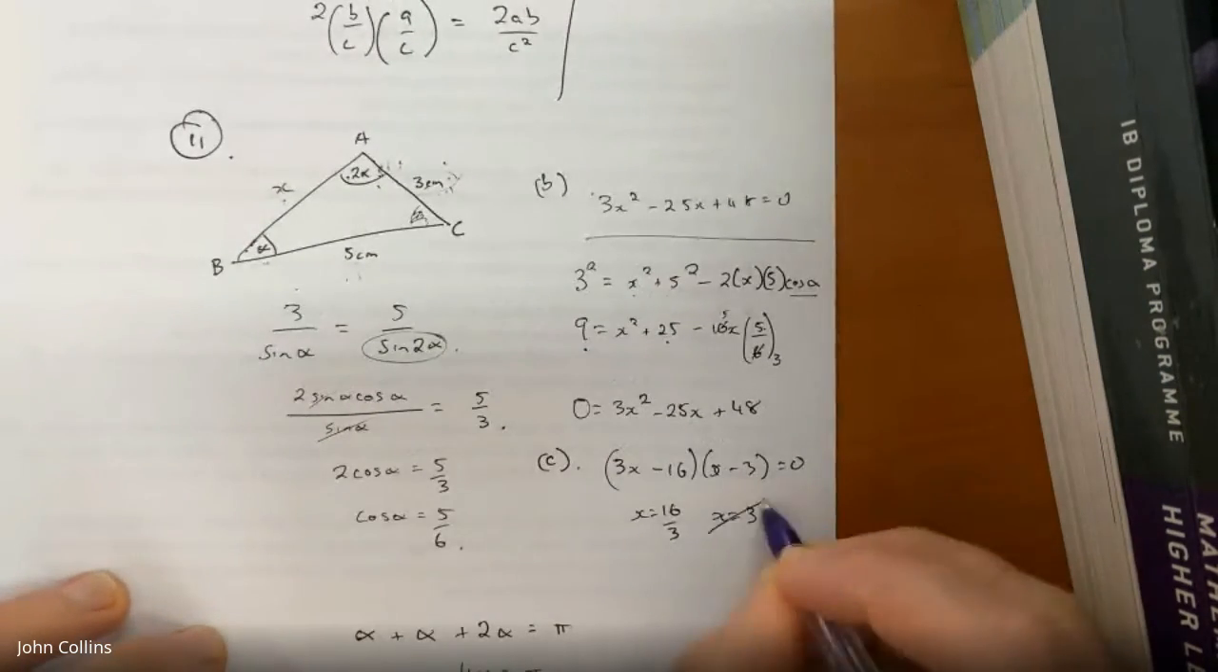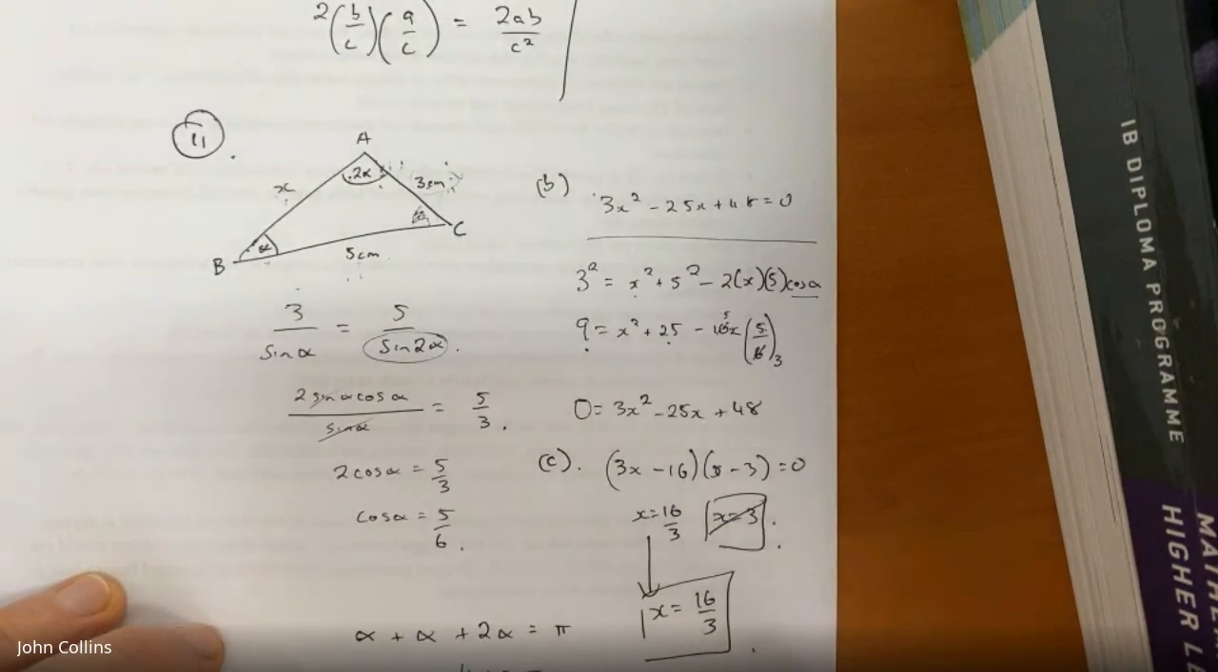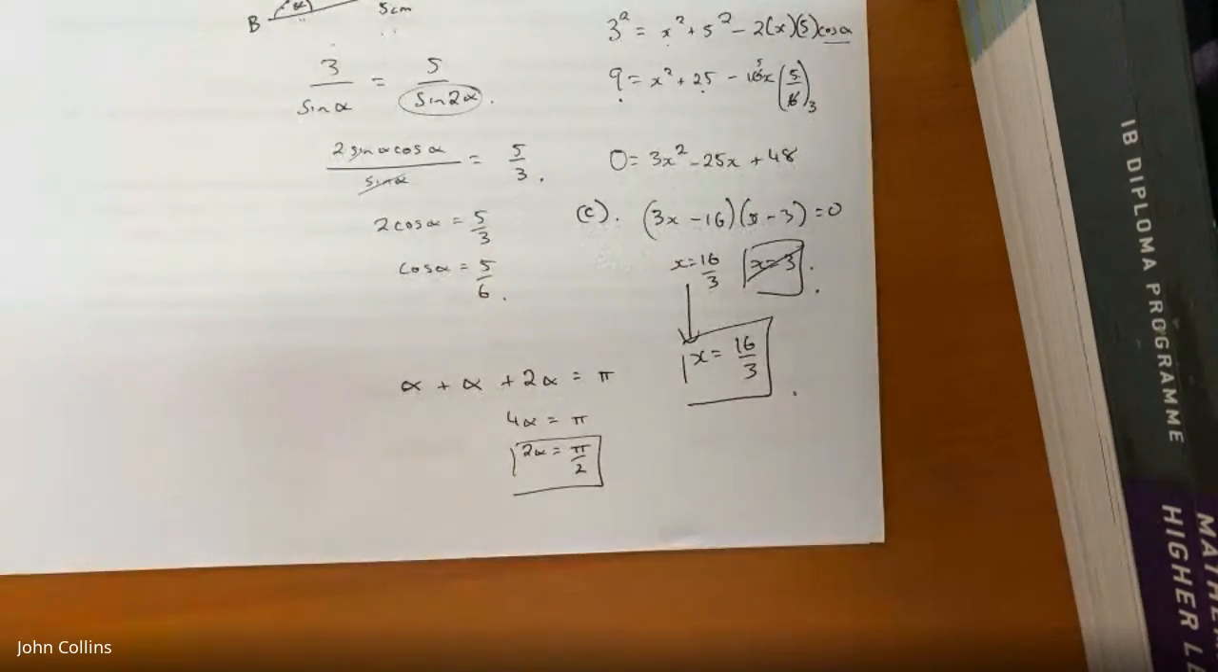So therefore, 3 needs to be dismissed as not a valid solution. Our only solution is x is 16 over 3, which suggests that it is not an isosceles triangle, which we suspected anyway. All right, so you would lose marks if that was the case.